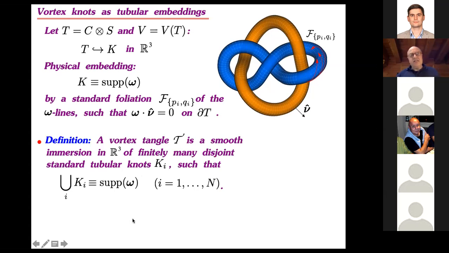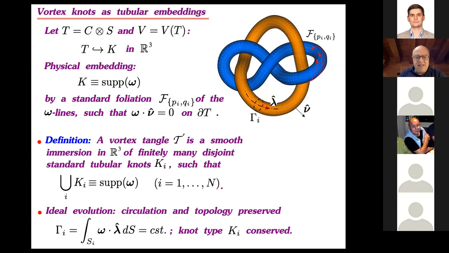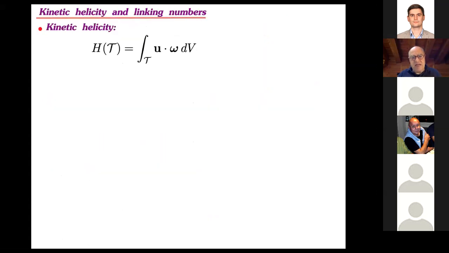So the vortex tangle is just the union of these knots and links that are made by vorticity. And in ideal conditions, it's worth remembering that the strength of this tube, i.e. circulation, is conserved as well as topology is conserved. Of course, we all care about the changes of topology due to reconnection and viscous effects, and I will consider the change of topology to some extent, but I won't consider viscous dissipation in my talk.